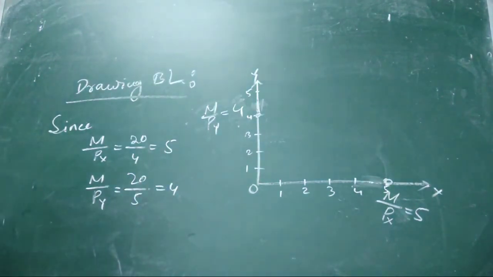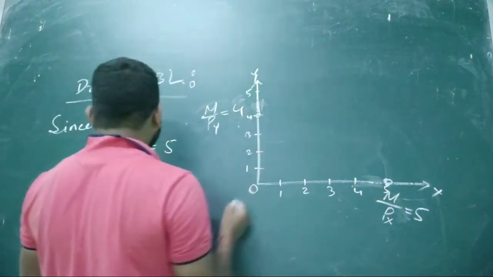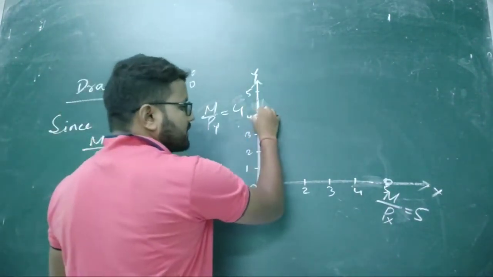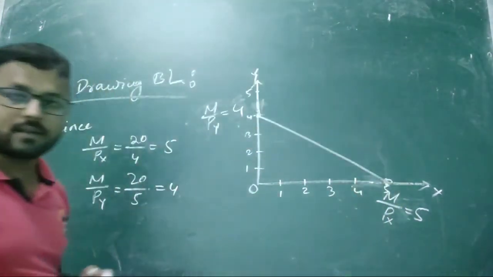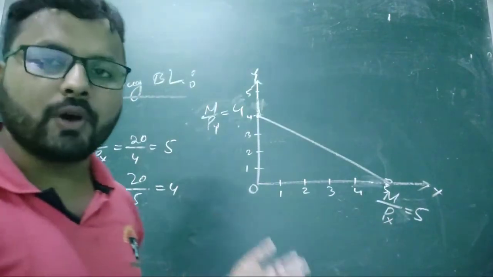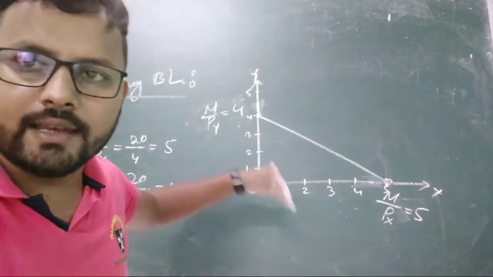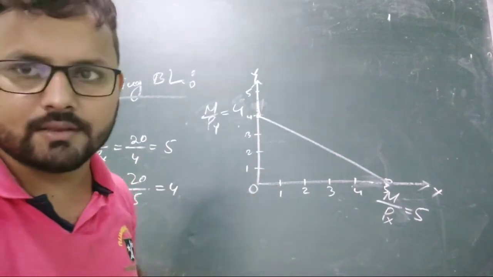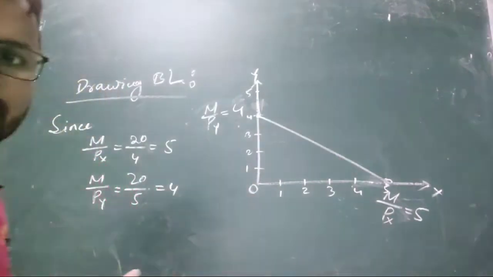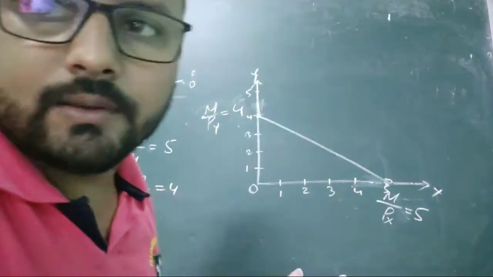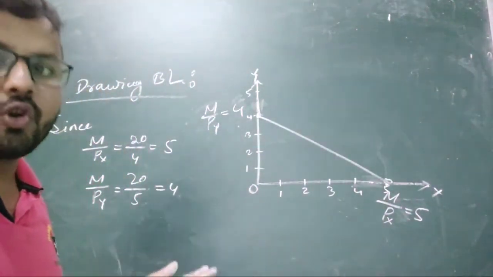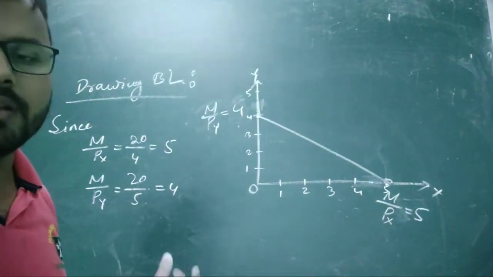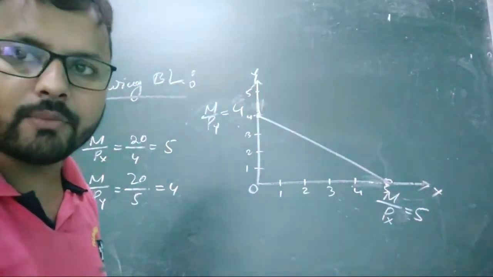So we can draw a budget line. Mark the point 5 on the x-axis and the point 4 on the y-axis, circle them, and then you just connect these points. This line indicates the budget line for this particular math. This is the way that we can draw a budget line from a budget equation.